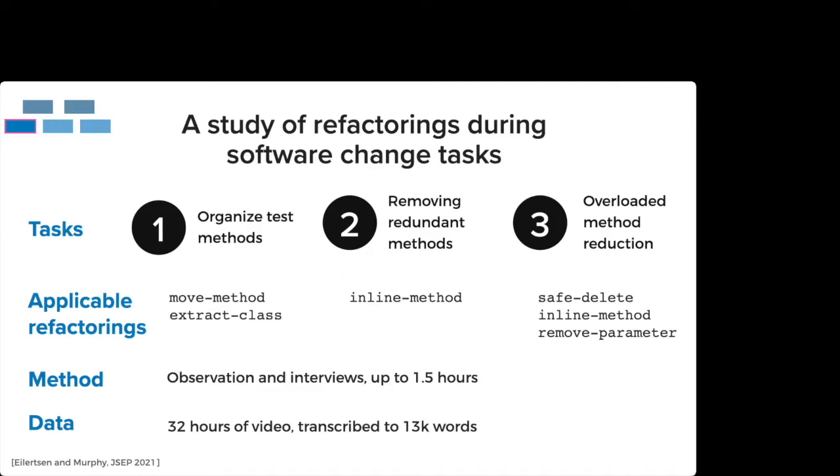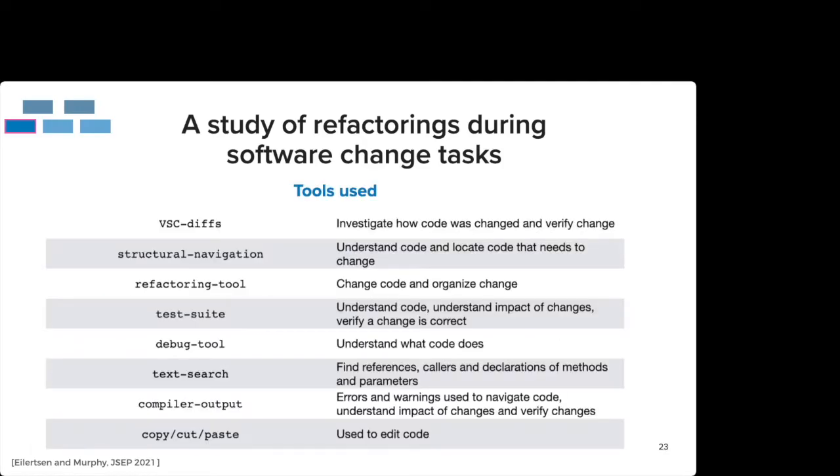Anna observed each participant and interviewed them after each task and at the end of a session. This resulted in 32 hours of video. The study resulted in a wealth of data about how participants approached the change tasks, including context about how and when they considered and used automated refactoring tools. It also resulted in a wealth of information about all the tools developers used when faced with a software change task. The tools on this slide are not likely a surprise to any of you.